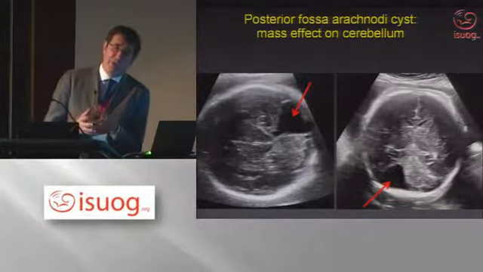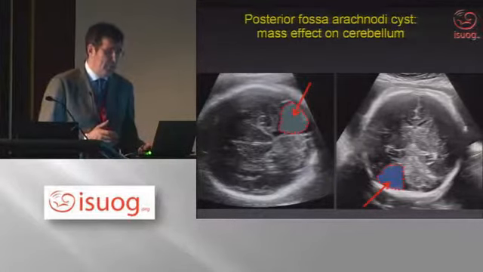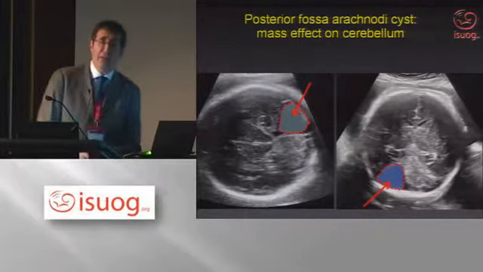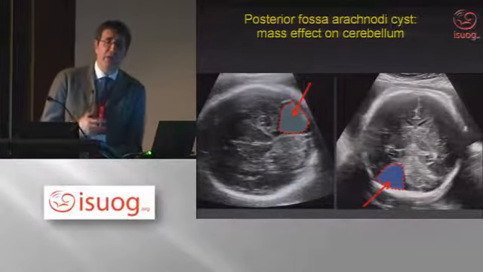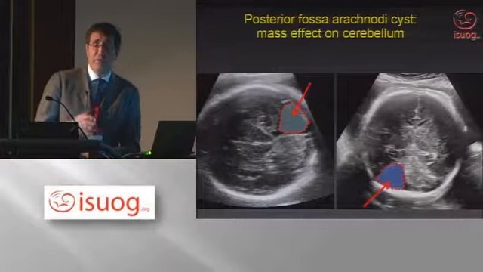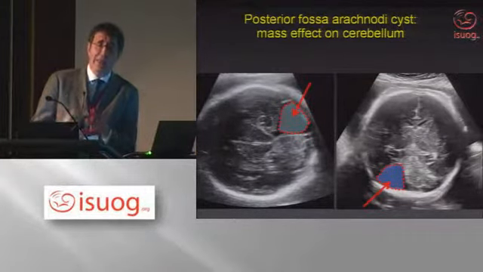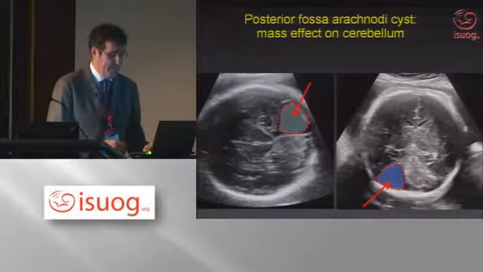Therefore, you have a fluid collection in the cisterna magna, but you also have a mass effect that is pushing aside and distorting the cerebellum. So the differential diagnosis usually is quite easy. The implication is different because posterior fossa arachnoid cysts may grow in size and they may represent a neurosurgical problem.